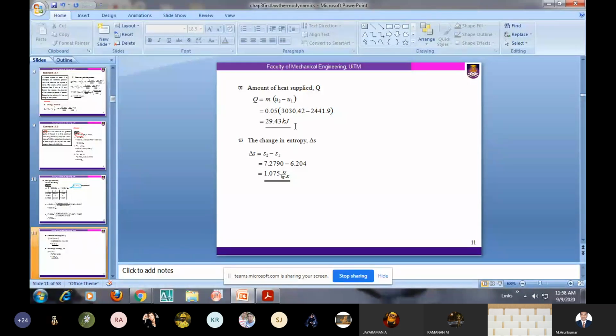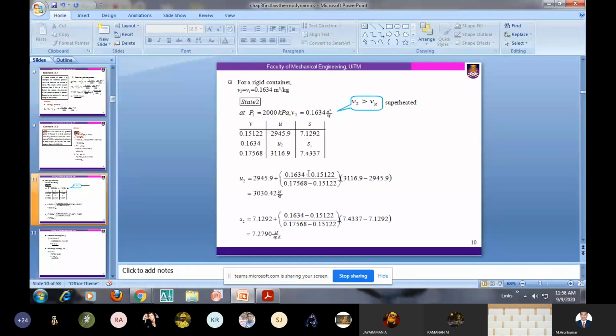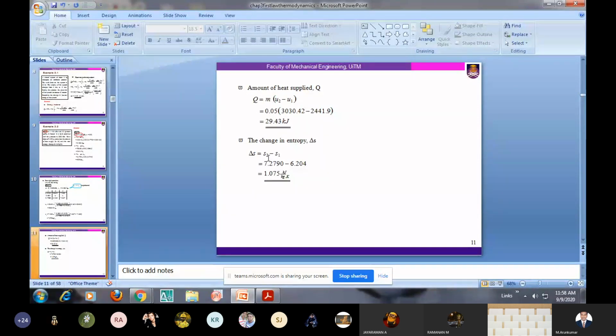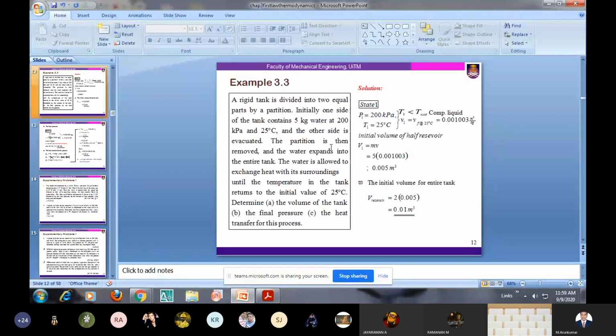Also, we want to find the change in entropy, that is S2 minus S1. We have the values. If you substitute, we can get delta S, the change in entropy. So the question will be like this: just get the given values and use the formula to find the unknown values. Right.